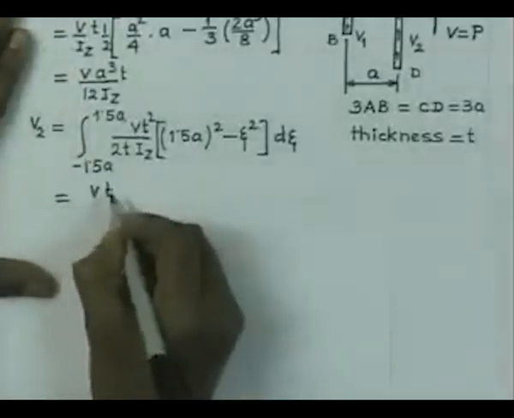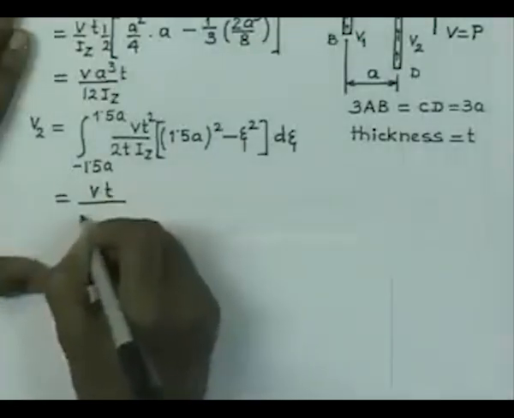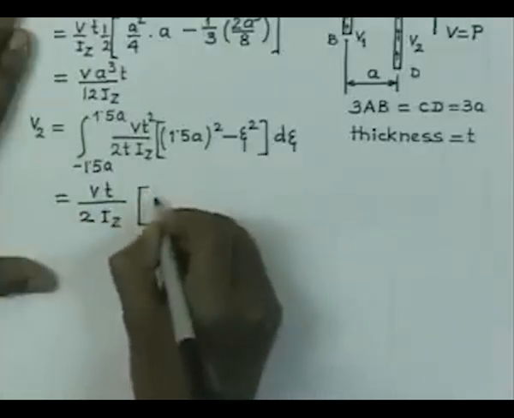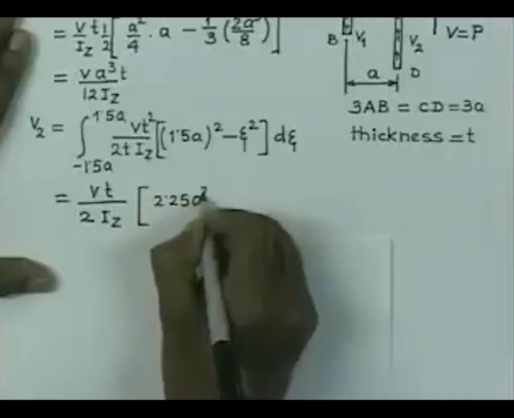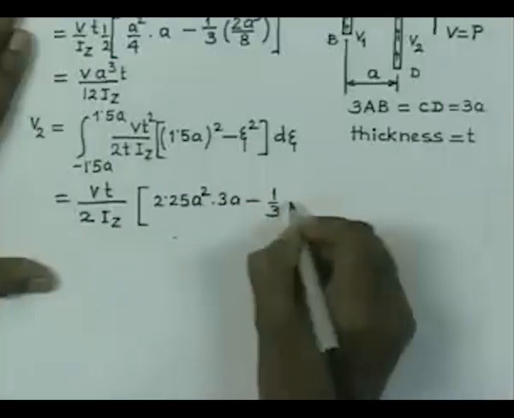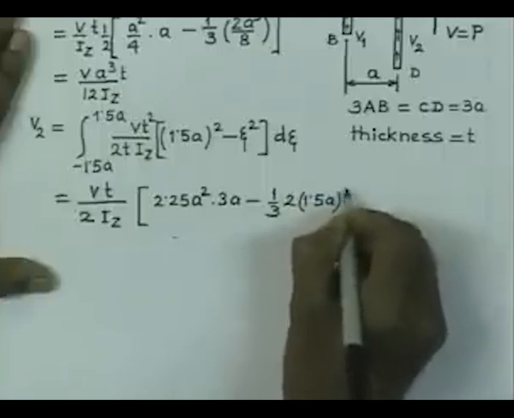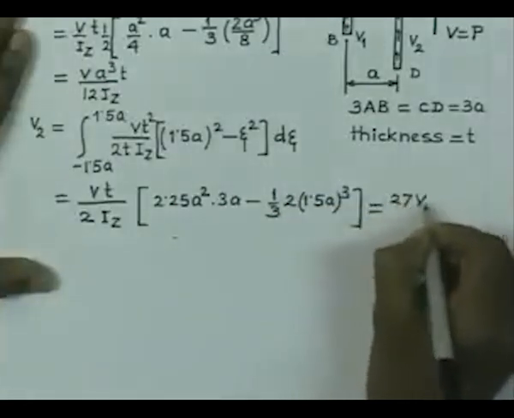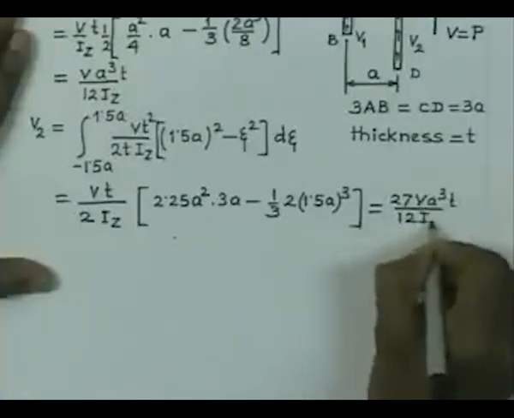it comes out to be V t by two I z into 2.25 A square into 3A minus 1/3 into 1.5 A cube, which on simplification becomes 27 V A cube T by 12 I z.